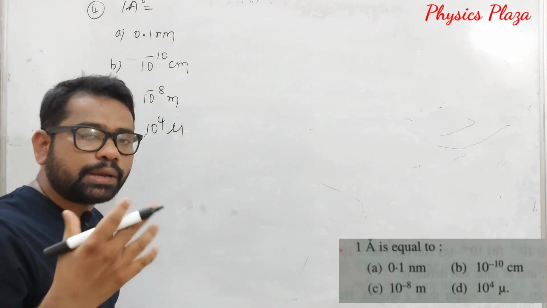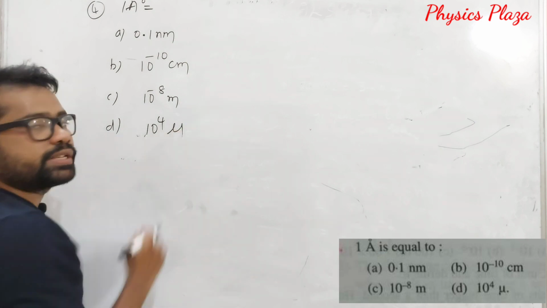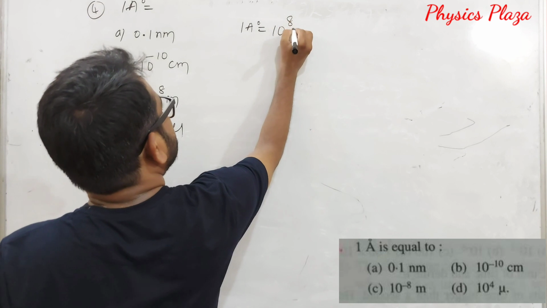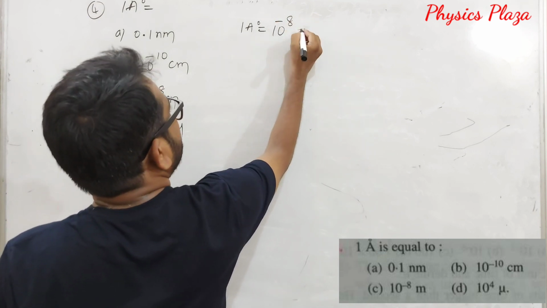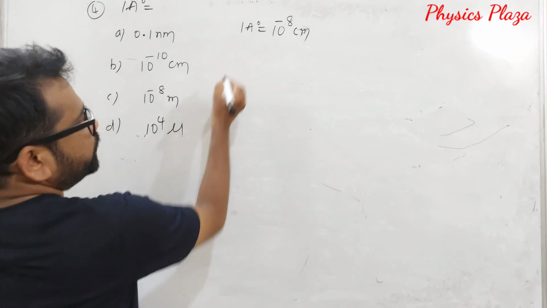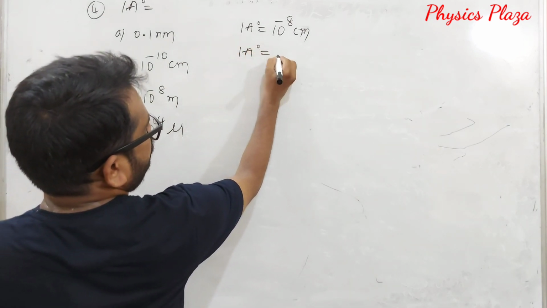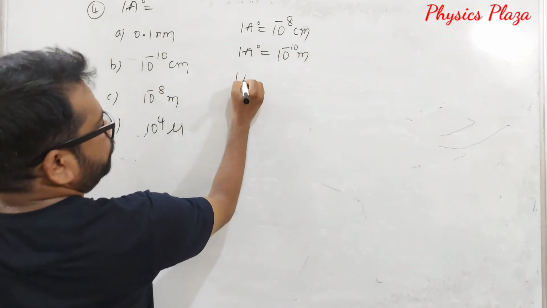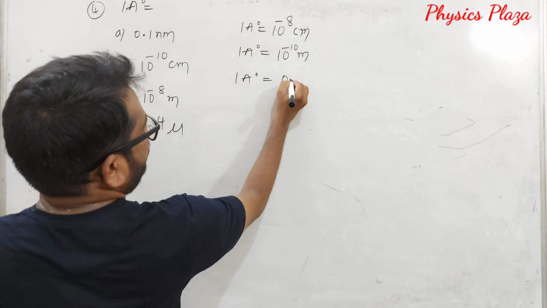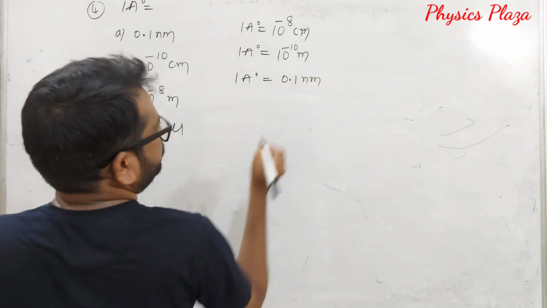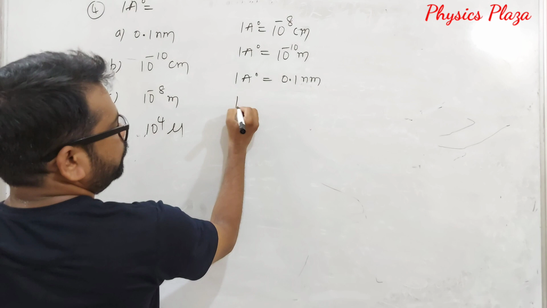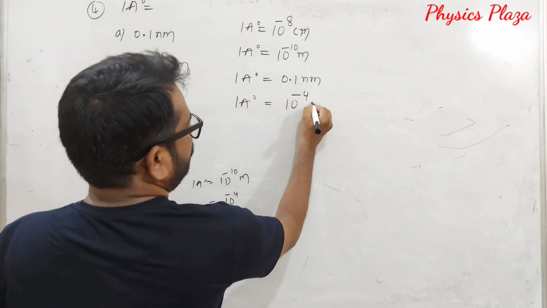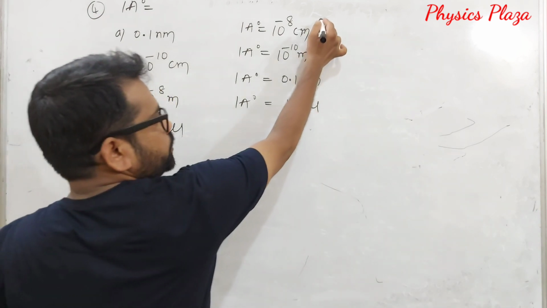First let us think about the relation between angstrom and all these units. We know that 1 angstrom is equal to 10 power minus 8 centimeters. We also have the relation 1 angstrom is equal to 10 power minus 10 meters. And 1 angstrom is equal to 0.1 nanometer, and 1 angstrom is equal to 10 power minus 4 microns. So these are actually all correct relations.